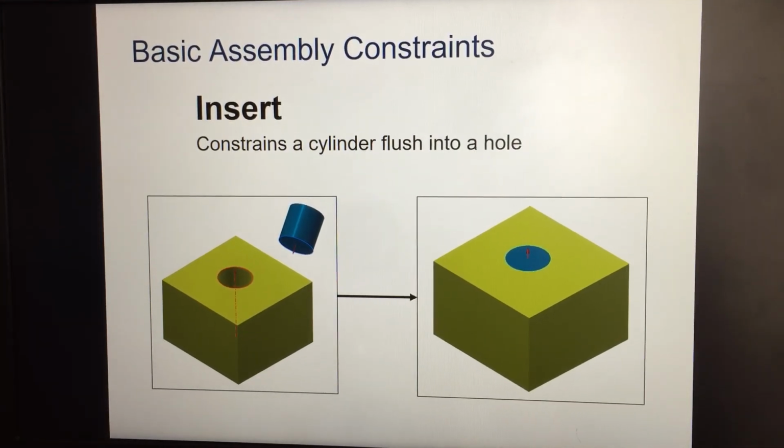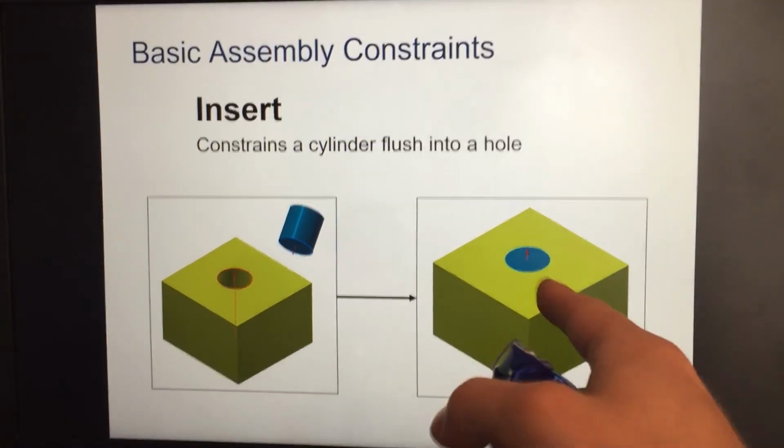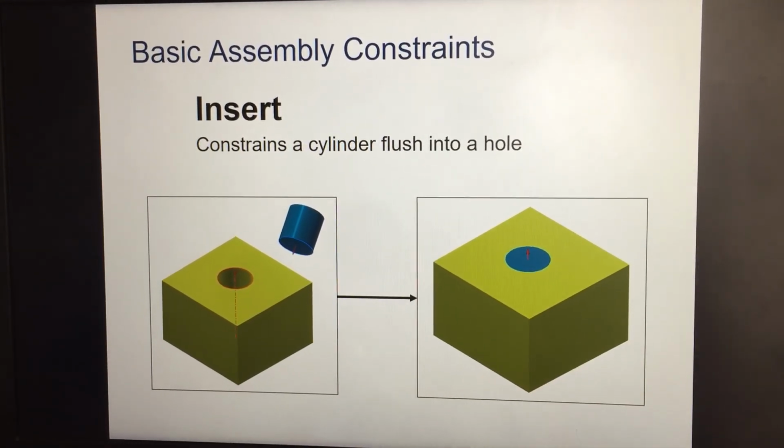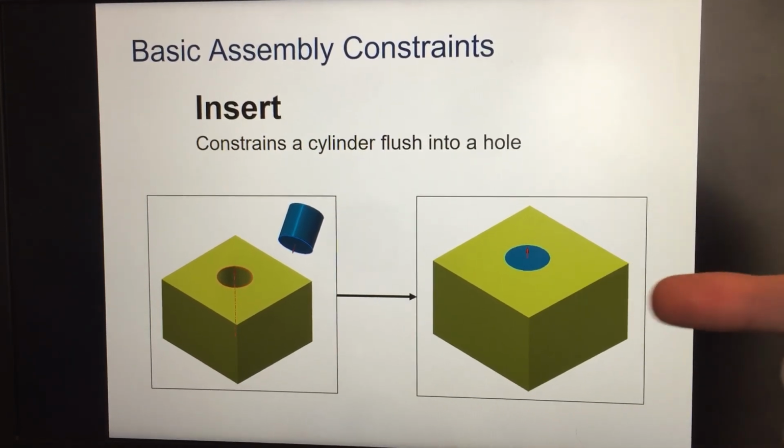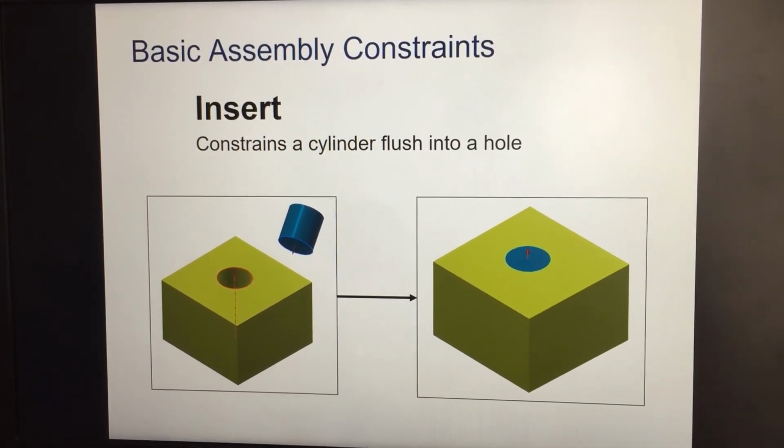Insert constraint. You could also use a mate constraint if you would like, but insert allows you to, for example, put the peg into the hole. So if you had a screw that you wanted to insert into the hole, then you would use an insert constraint.